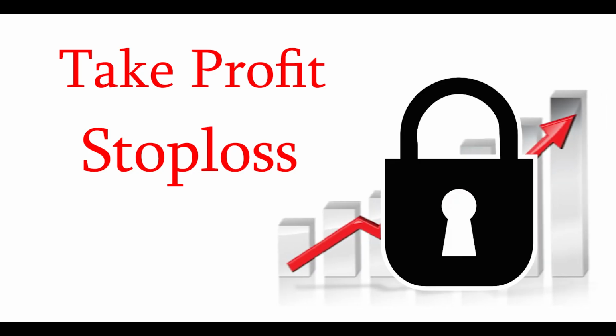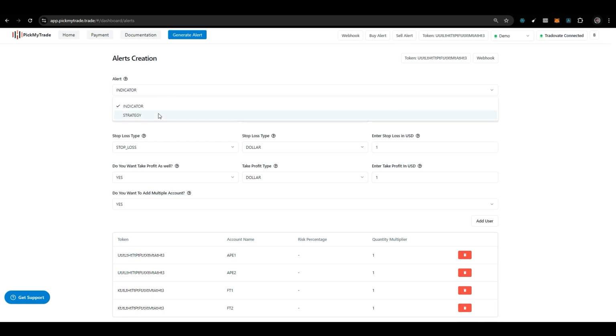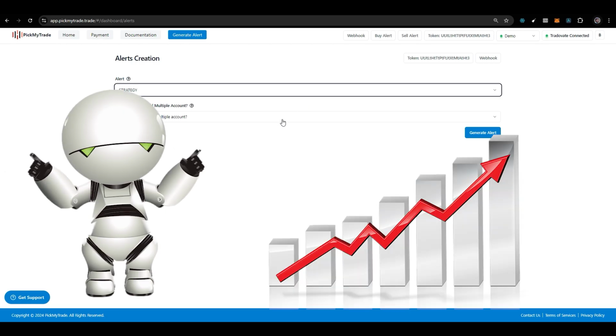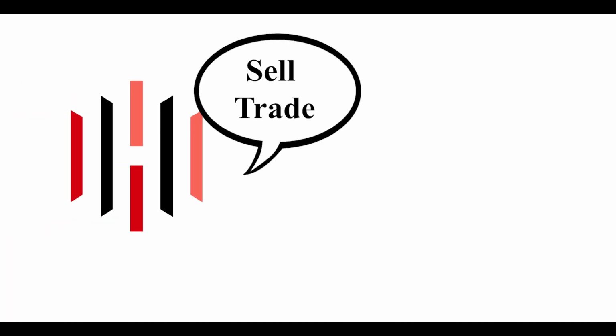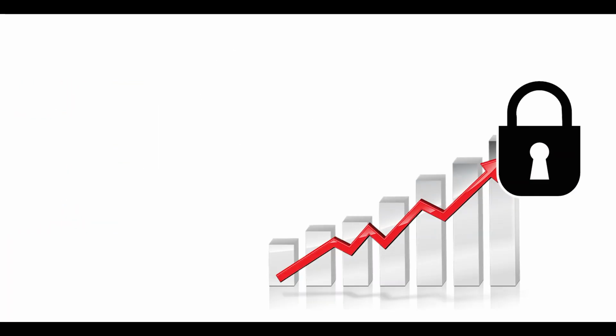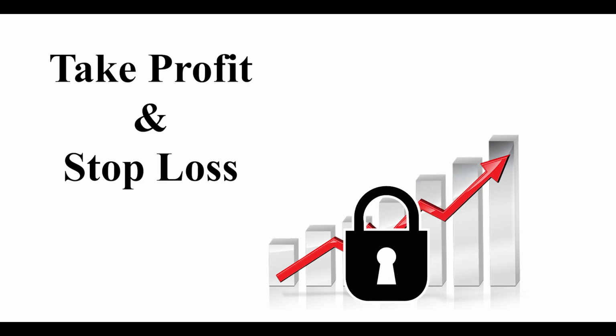Let's say, because of your take profit and stop loss, the trade gets closed, and whatever strategy you are running in TradingView will not be aware whether that trade got closed or not, so what it will do, it will again place a closing trade. PickMyTrade will understand this as a new sell trade. This will not close the trade because the trade has already been closed by take profit and stop loss.